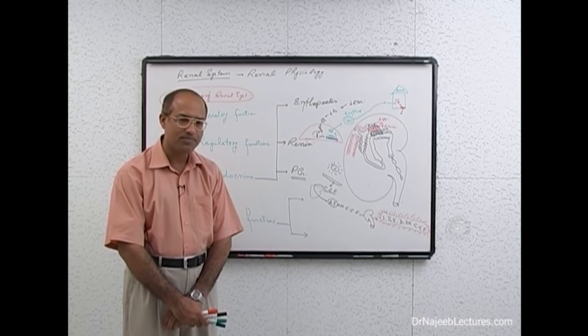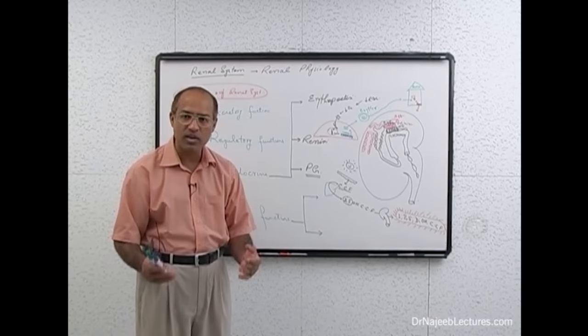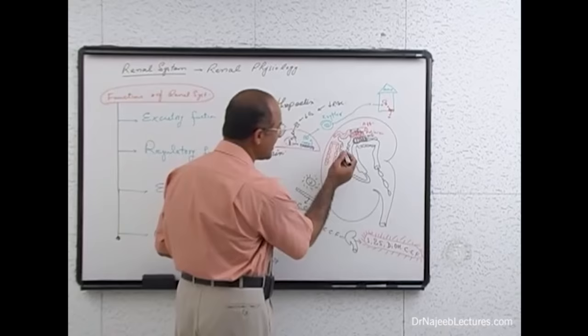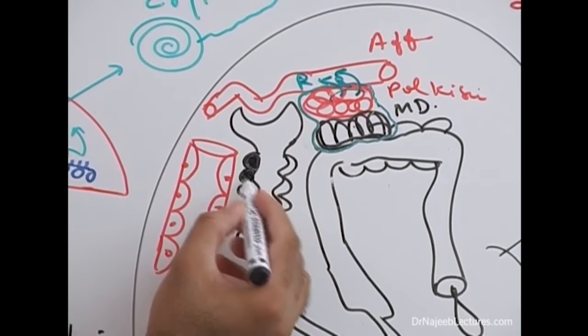You are left, Shirin. Which cells in the kidney can convert inactive vitamin D into active vitamin D? Have you heard of something called the proximal convoluted tubule? Yes. Those cells, look at this cell. This is the proximal convoluted tubular cell. These cells have the alpha 1 hydroxylase enzyme. So what are these cells?